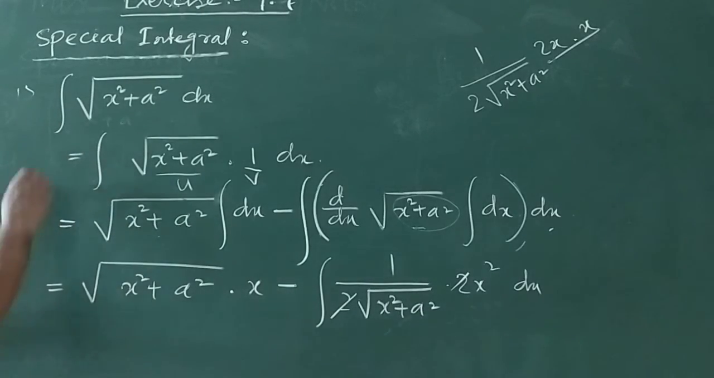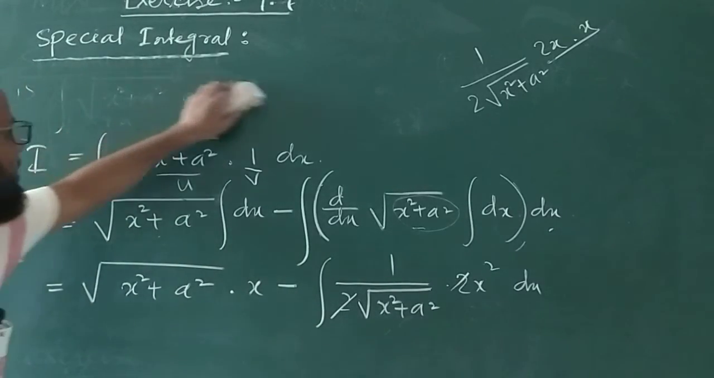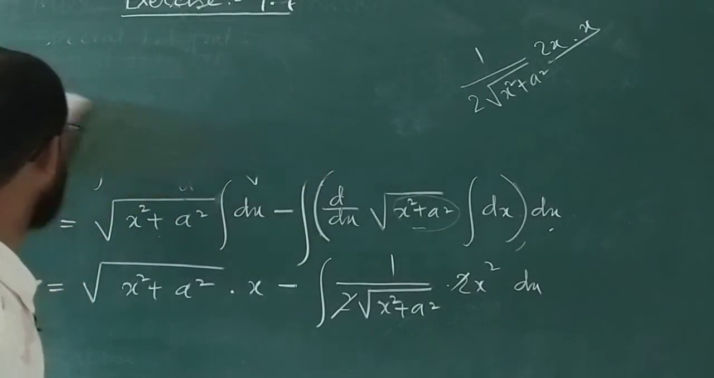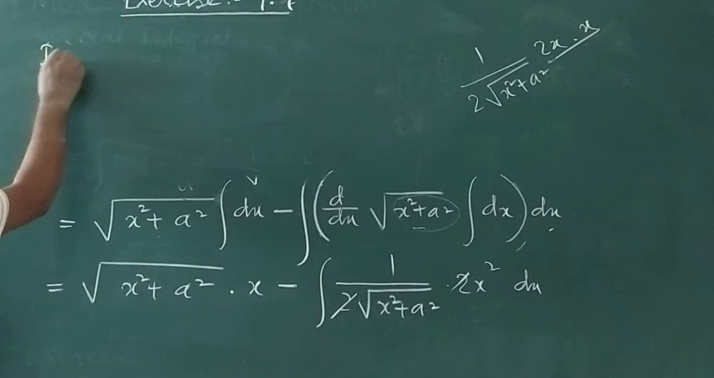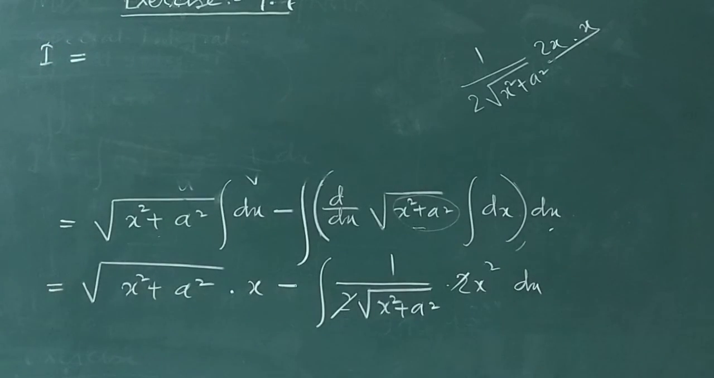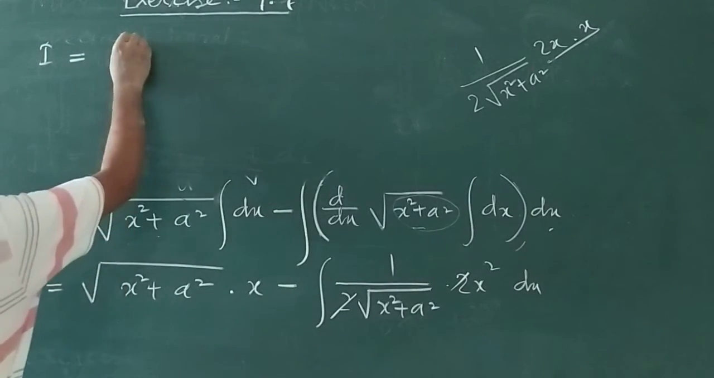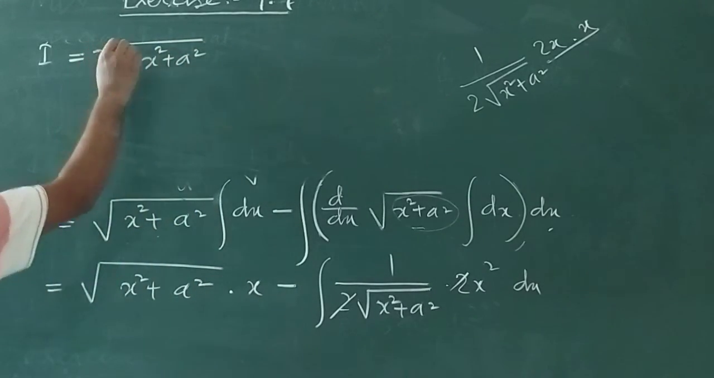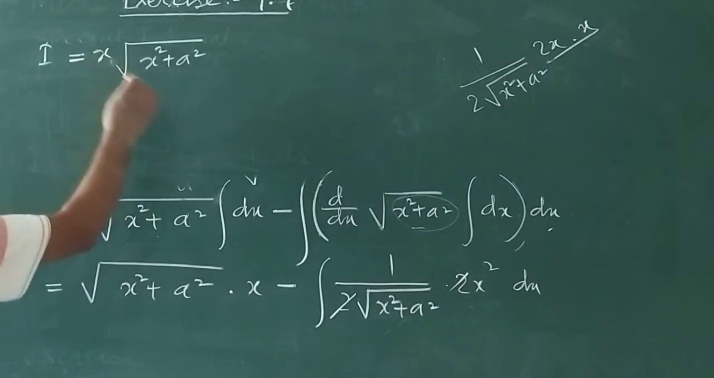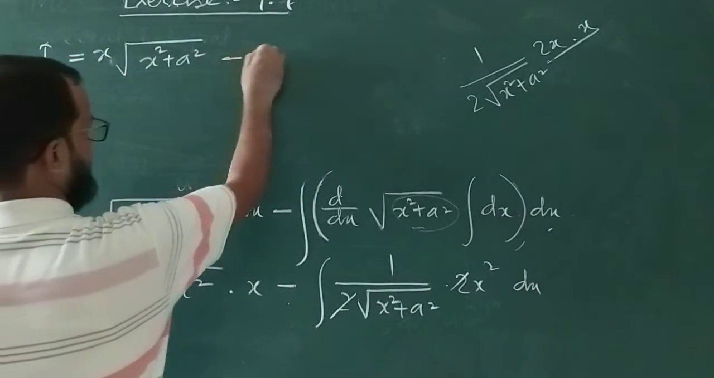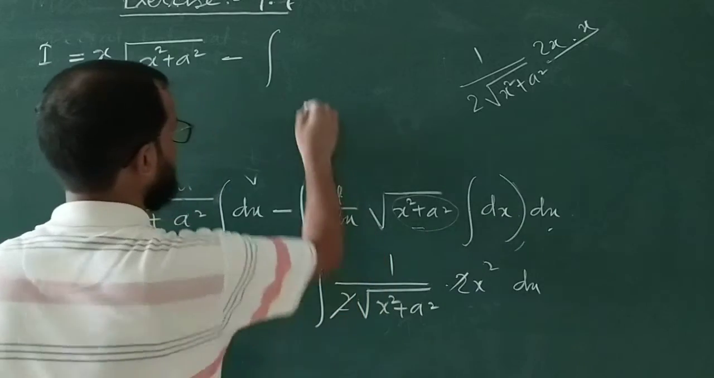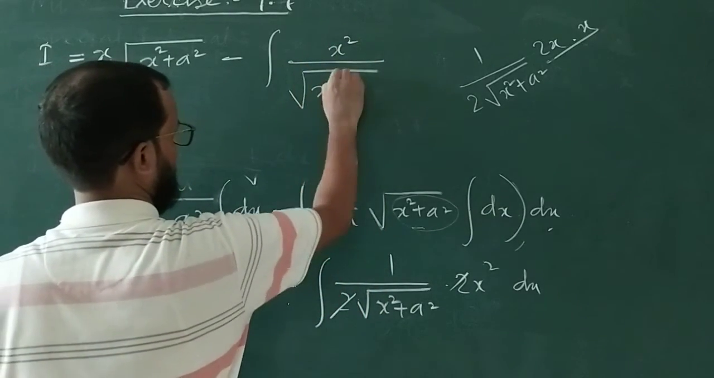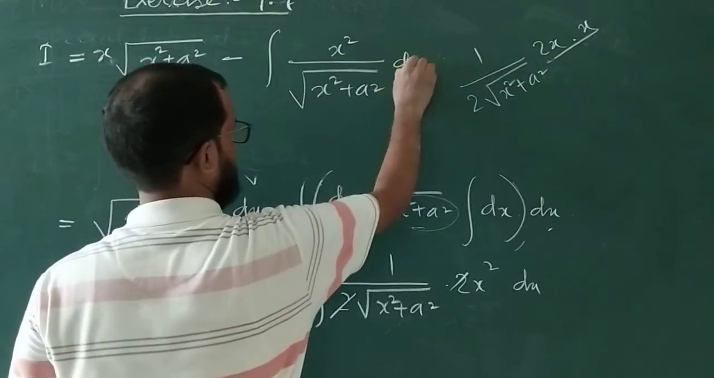We suppose our integral is what? हमने क्या लिया था? Our original integral is I. Therefore I is equal to, finally, x into root over x square plus a square, इसमें x मल्टीप्लाई करो, minus, so the 2s cancel, it becomes x square by root over x square plus a square dx.